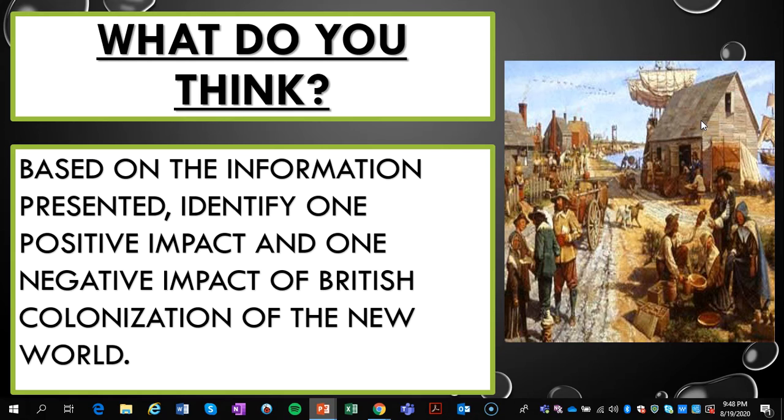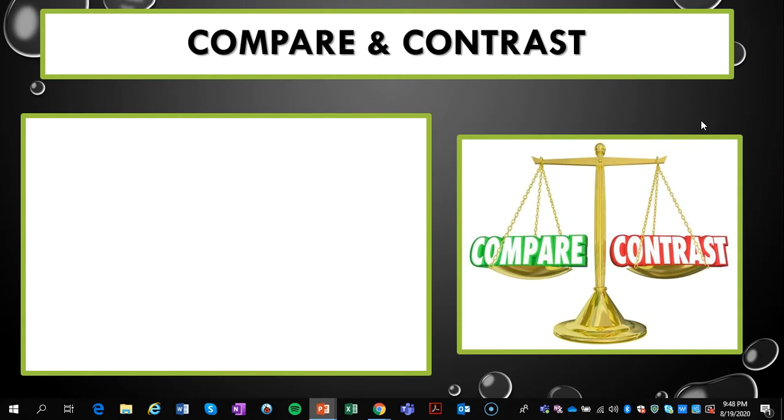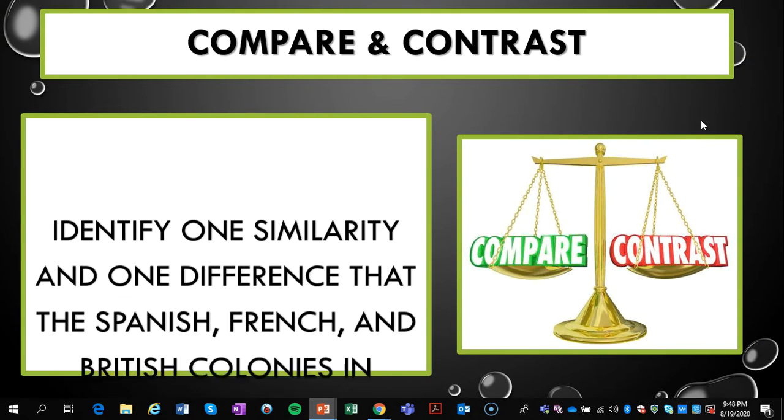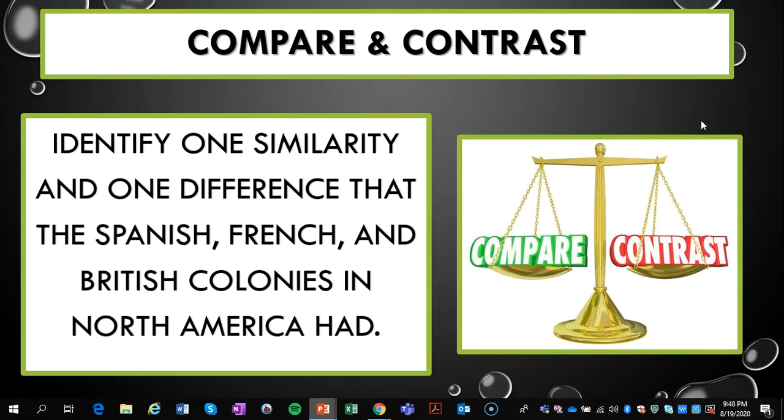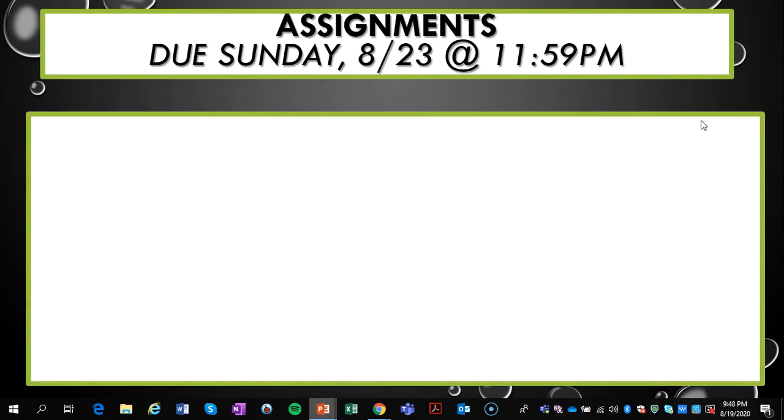So just like we said before, can you identify one positive impact and one negative impact of British colonization in the New World? And then finally, I want you to think, compare and contrast, at least find one similarity between all of the three countries' colonies, Spanish, French, and British, and try to find one difference between the Spanish, French, and British. It might be hard to find one overarching similarity and one overarching contrast, but I think you might be able to. So let's give it a whirl.